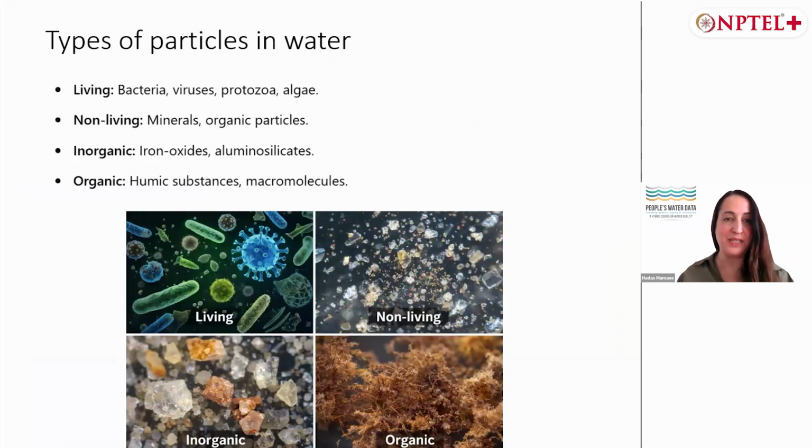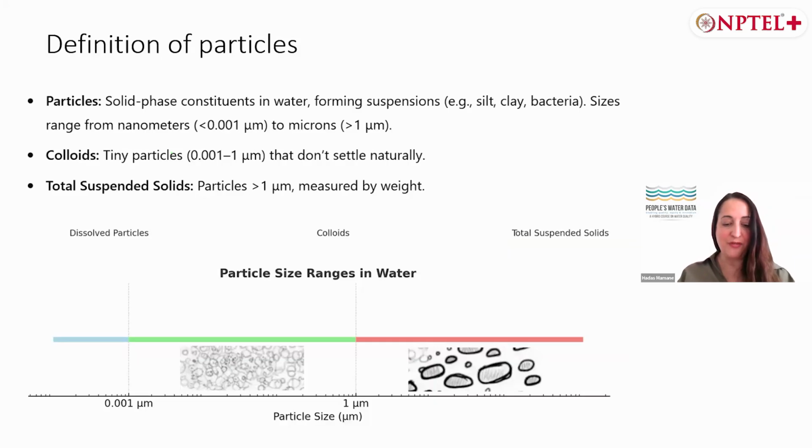If we think about the types of particles that we have in water, we have living particles, which relate to bacteria, viruses, protozoa, and algae. We also have non-living particles. These mostly relate to the mineral fragments and organic particles. In addition to that, we also have inorganic particles, for example, iron oxides, and also organic macromolecules. We define particles as solid phase constituents.